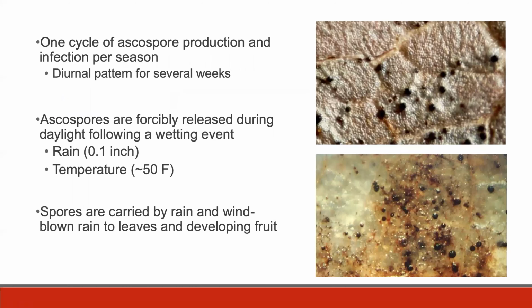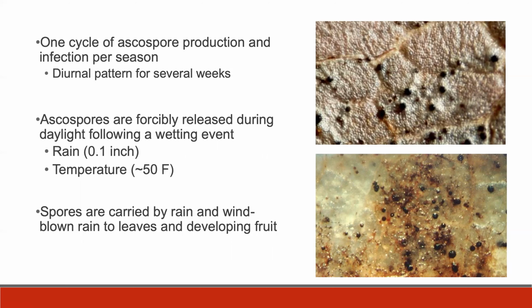There is only one cycle of ascospore production, however, and one infection per season. It is a diurnal pattern of release, meaning that it occurs every day and every night as long as conditions are favorable and until all the spores have been released. As I mentioned, this occurs from bud break until the end of bloom.